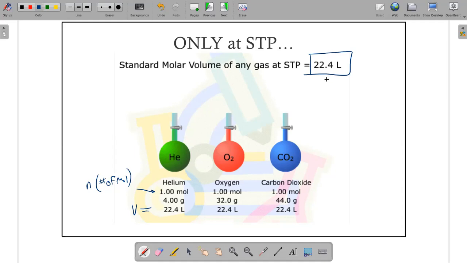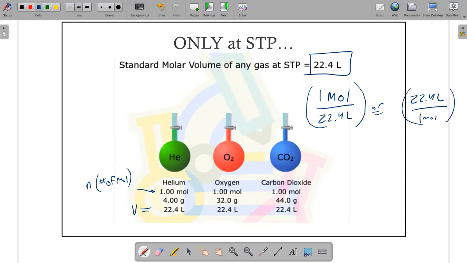So you can write that as a conversion factor. 1 mole is the same as 22.4 liters, or you can write 22.4 liters is 1 mole. That's if it's a gas. So that volume of liters can be used to measure volumes of liquids, like you can have a 2-liter bottle of soda, but liter can also be the same as the unit of volume for gases.